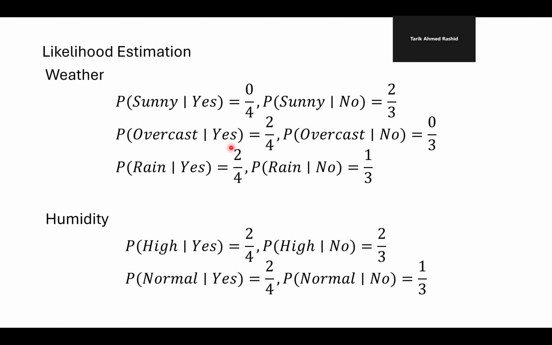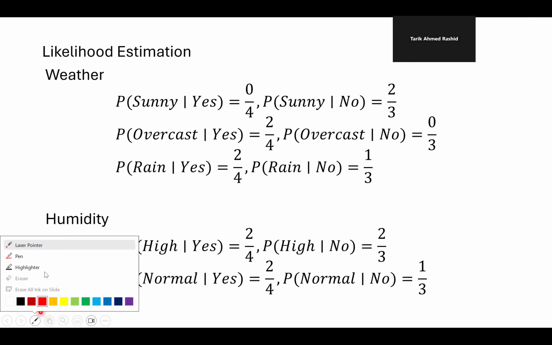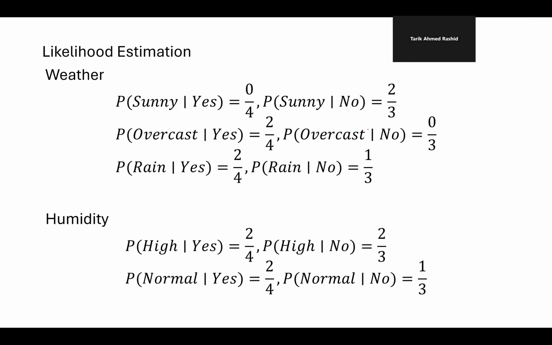Likewise, for overcast, we have yes, 2/4: 2 yeses for overcast, but the number of yeses in the set is 4. Again, we have to do it for overcast given no. We have no samples for overcast with no, and we have 3 samples where you play no, so 0/3.